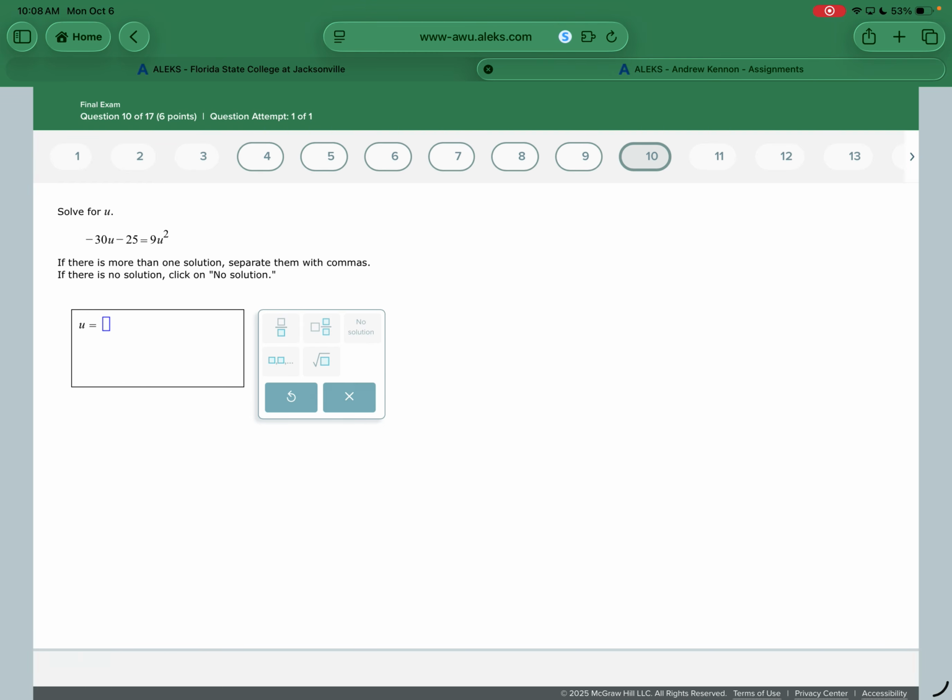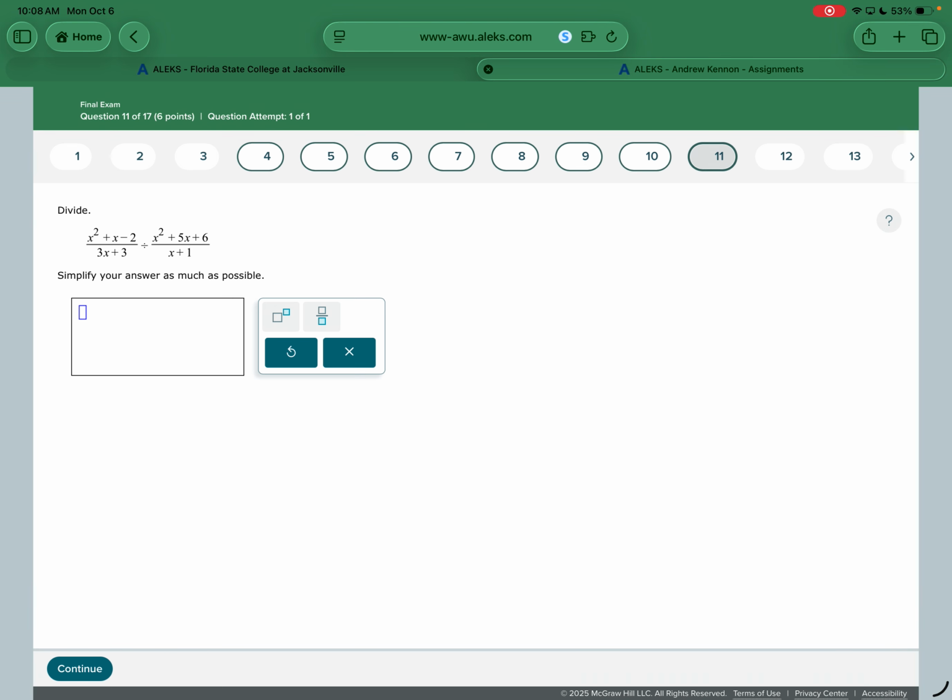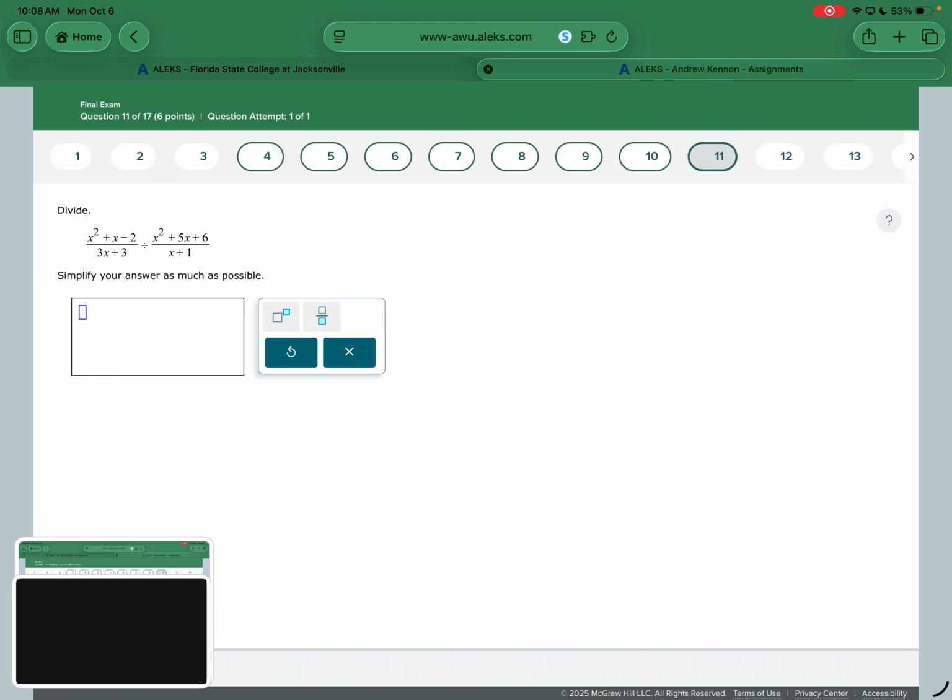I need to see if that one always works like that. I'm gonna work that one on here.